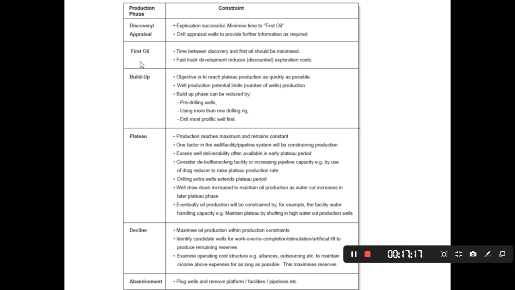So in the build up, we want to produce the maximum oil as soon as possible. So we are limited by the number of production wells. This is the possible constraint in this case. In the plateau, we reach the maximum level of production, and it remains constant. One factor could be that our facilities and pipelines may be smaller and cannot handle the production. And we need some extra wells to reach the maximum production. We have to maintain the production. We have to make sure that the water level does not increase.